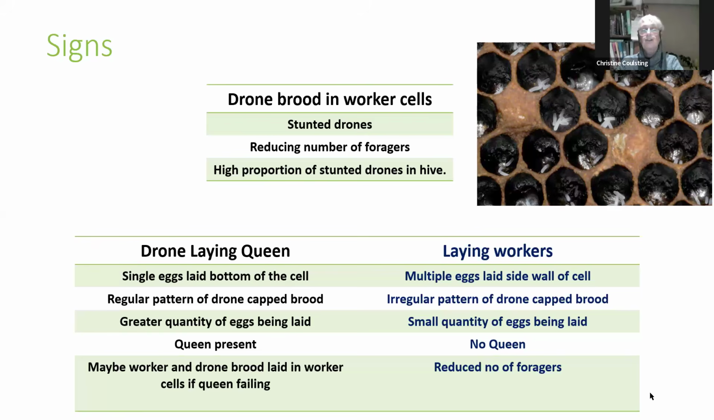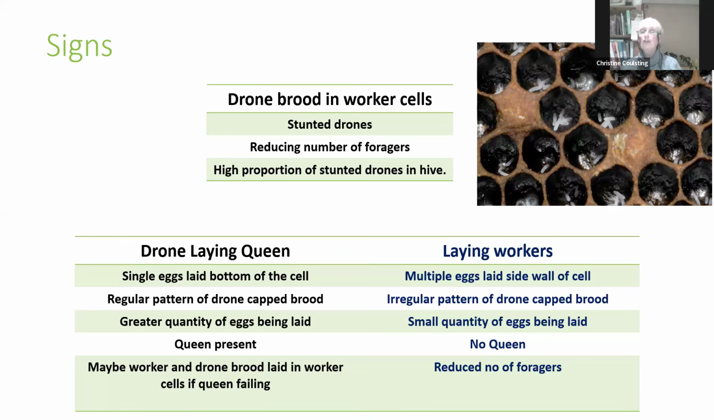The difference between drone laying queen and laying worker: drone laying queen tend to continue laying single eggs at the bottom of the cell, but if she has run out of sperm, she won't know that, and she may be measuring the cell but not being able to fertilize it, so she's actually laying haploid eggs. The queen will produce a more regular pattern of brood, and there'll be more eggs being laid, and of course you may find the queen.